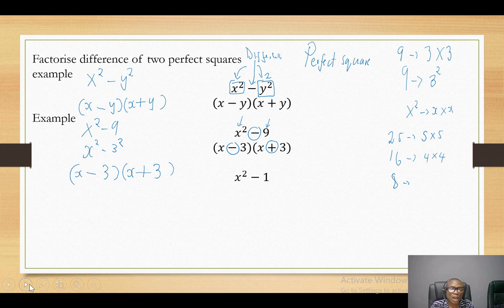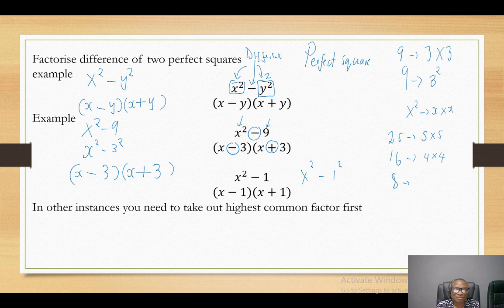X squared minus 1. For sure you know what's going to be the answer here. 1 is a perfect square because we have 1 times 1. So this is the same as x squared minus 1 squared. So now you can factorize it. X minus 1, x plus 1. So we are factorizing the difference of two perfect squares.